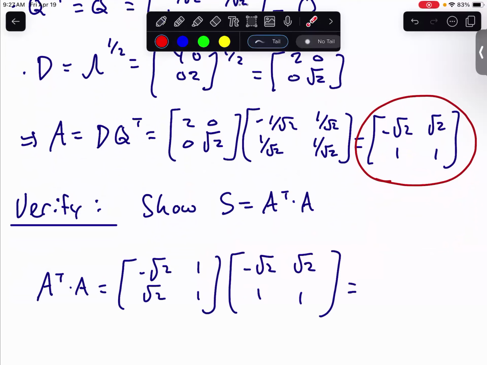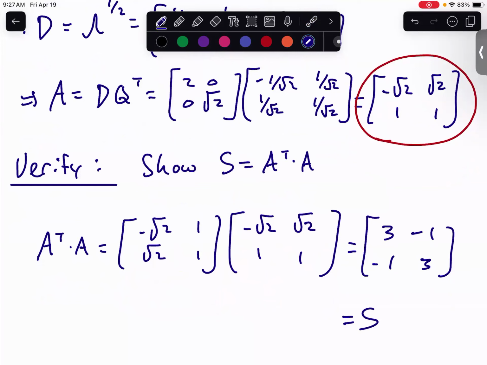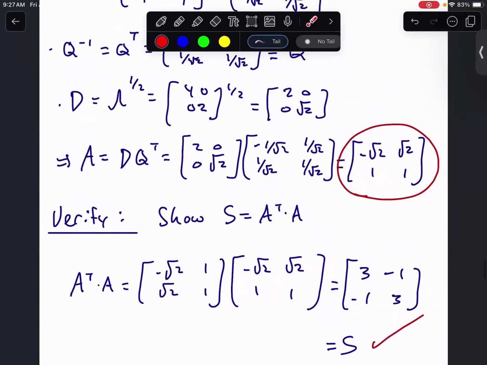And so you can see if you do this row dotted with this column, you get minus square root of 2 times minus square root of 2. That'll give you 2. And then you have 1 times 1. So that'll give you 2 plus 1, which is 3. Minus square root of 2 times the square root of 2 is minus 2. Plus 1 gives you minus 1. And then you end up getting a symmetric matrix, right? So this is minus 2 plus 1, which will give you minus 1. And then you get 3 here as well. And so this is equal to S. So everything worked out fine. Okay, any questions about this example?